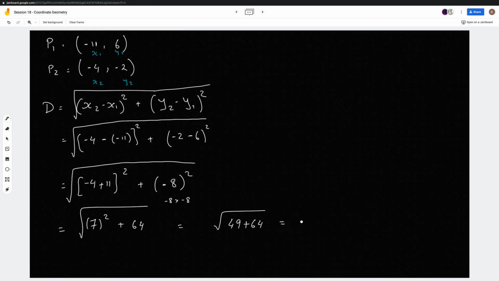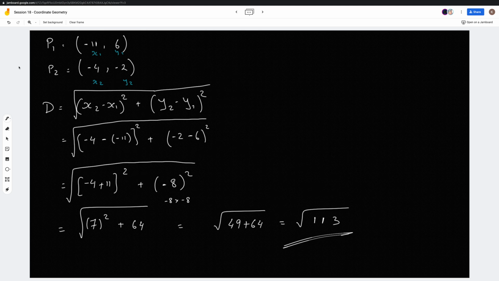This is going to give you root 60 plus 40 is 100, 9 plus 4 is 13. So it's going to be root 113. So that is going to be your final answer. That's how you find the distance between 2 points. Okay?